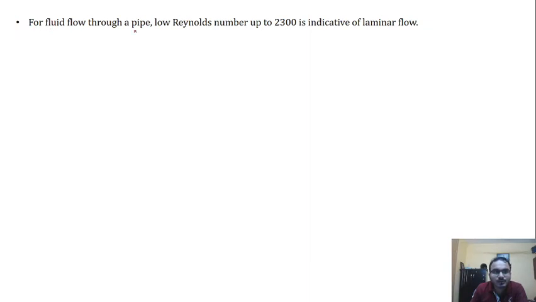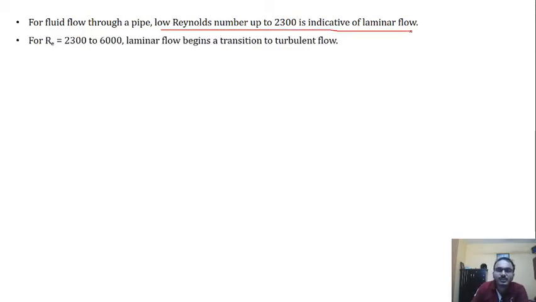For a fluid flow through a pipe, low Reynolds number up to 2300 is indicative of laminar flow. Whenever Reynolds number is between 2300 and 6000, laminar flow begins a transition to turbulent flow. So during this range, the flow transits from laminar to turbulent.